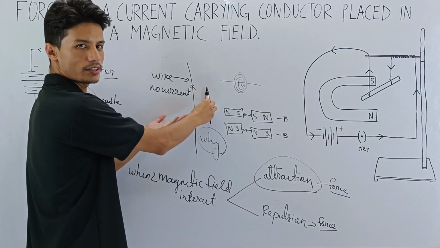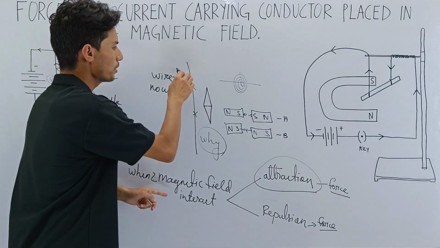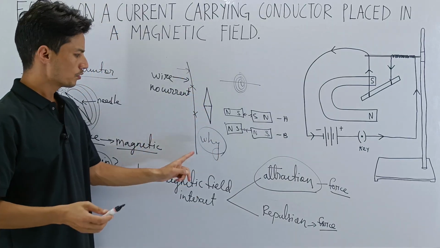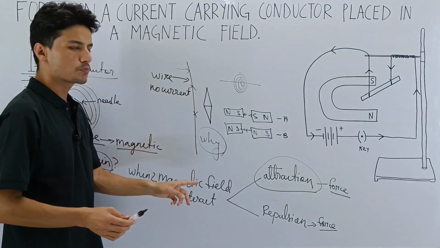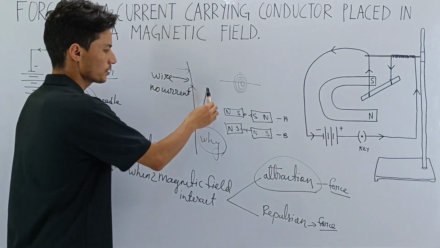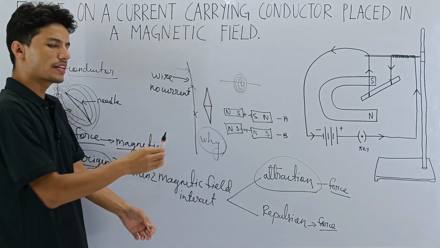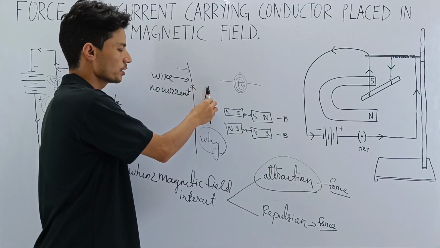No force. And why no force? Because there is no current; this is just a plain, normal wire, and even current is not flowing. So this wire is not producing any magnetic field. The needle is the only magnetic object, so it is not under the influence of any external magnetic field. So why will it deflect? It won't deflect.